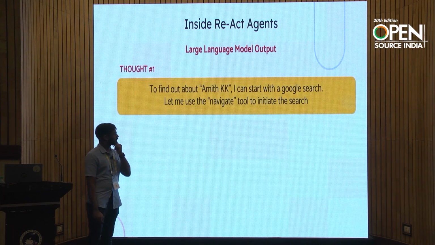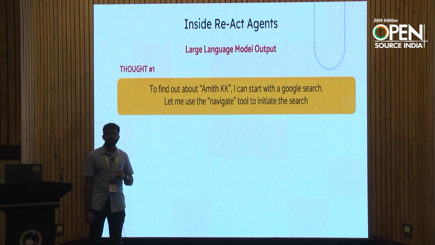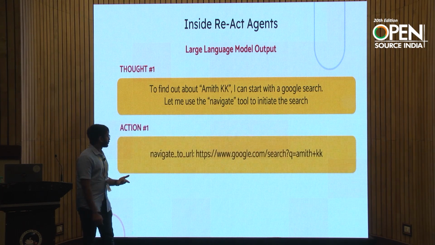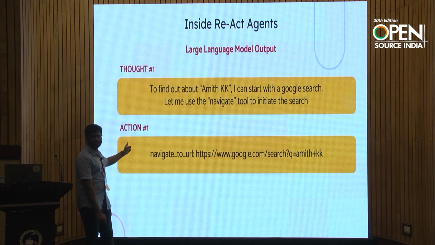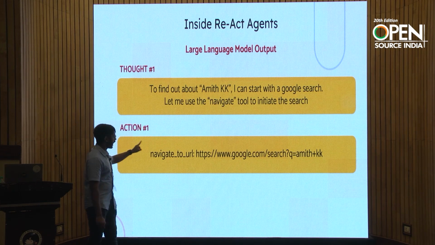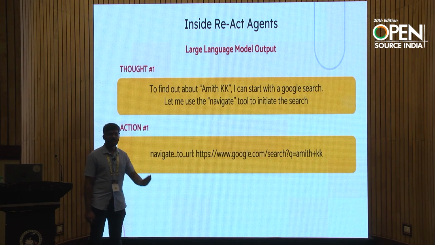The first thought is, to find out about Amith KK, I can start with a Google search. So I will use the navigate tool to navigate to Google directly with a query. So the next thing is that it says action, navigate to URL. At this point, as soon as it sees action, then colon observation, right? The LLM orchestrator says stop.